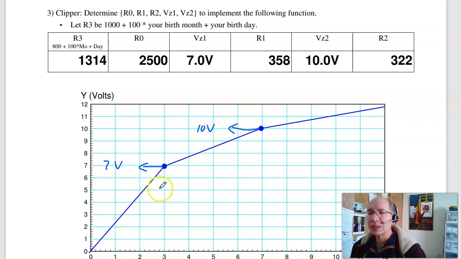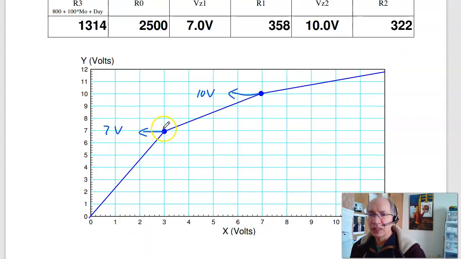Next comes the slope. The slope here is 7 over 3, which is 2.333.